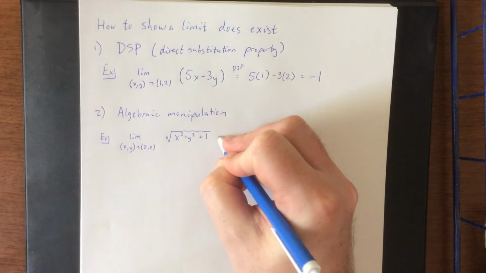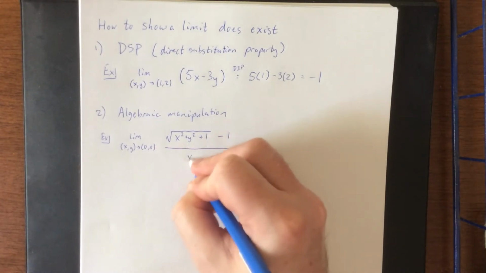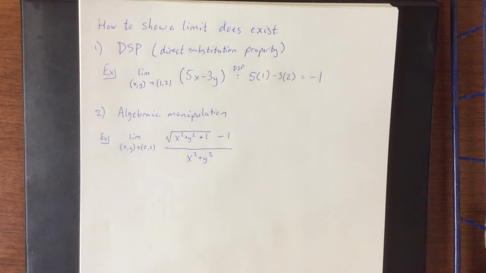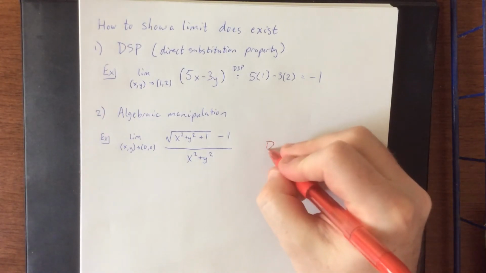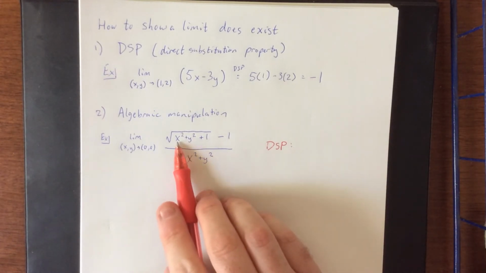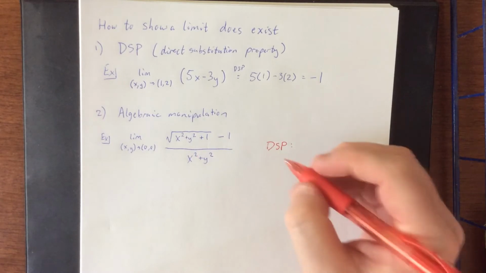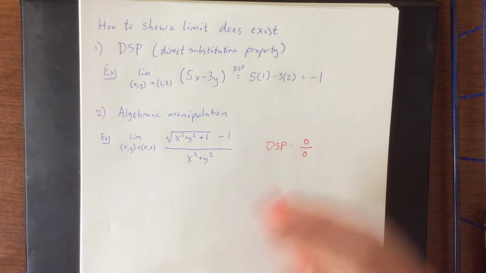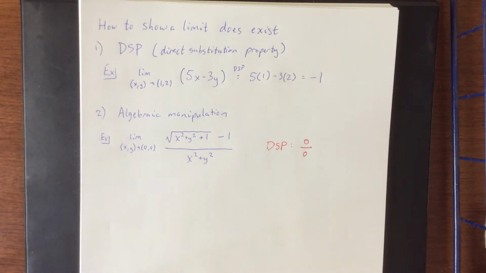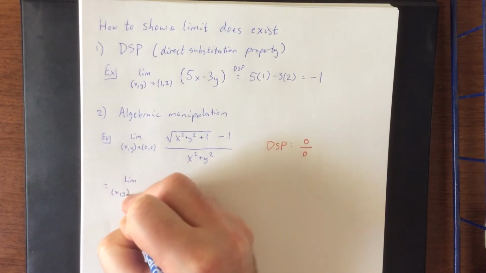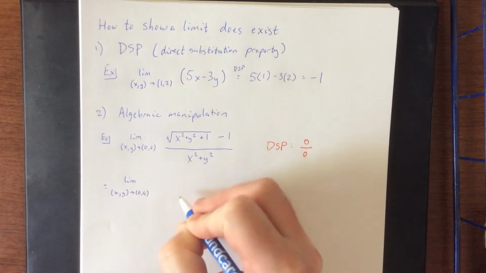plus y squared plus 1 minus 1 all over x squared plus y squared. In this case, if you attempt to use the direct substitution property, red means danger on this one, and we do plug in (0, 0), we'll get 0 squared plus 1 under a radical, minus 1 for 0 up top, and 0 squared plus 0 squared in the denominator for a total of 0/0. Now, we are going to perform an algebraic manipulation here, and the algebraic manipulation that we are going to perform is something I mentioned just a moment ago.